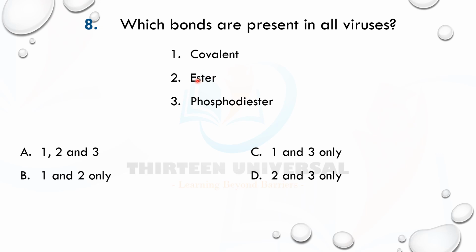Ester bond is formed in lipids. Covalent peptide bonds are found in protein, and phosphodiester bonds are found in nucleic acid, RNA and DNA. So all viruses must have protein, and they must have DNA or RNA. They must not have lipids. So ester represents lipids, this is protein, this is nucleic acid, DNA or RNA. So it's 1 and 3.